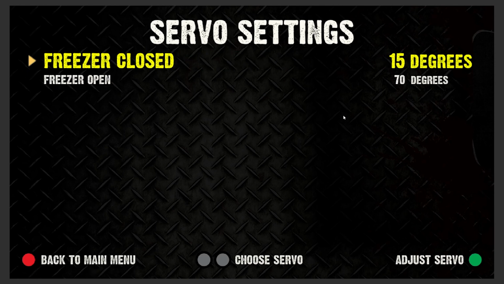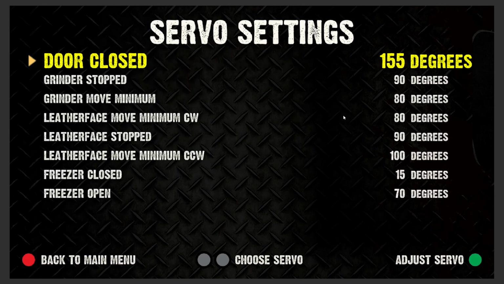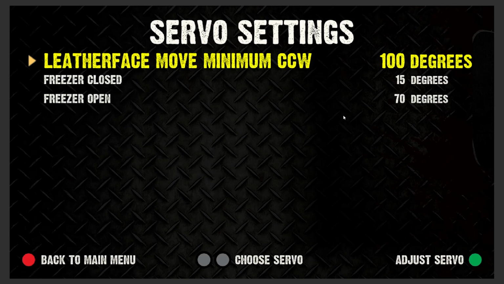Finally, we have the freezer closed and freezer open. That's probably pretty self-explanatory. You probably don't want it to open all the way because you don't want to strain the servo. So 15 to 70 is pretty conservative. And that's the servo settings.